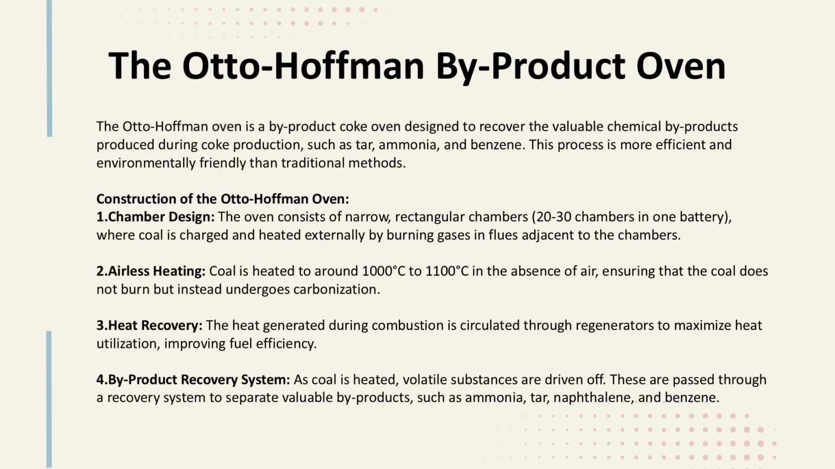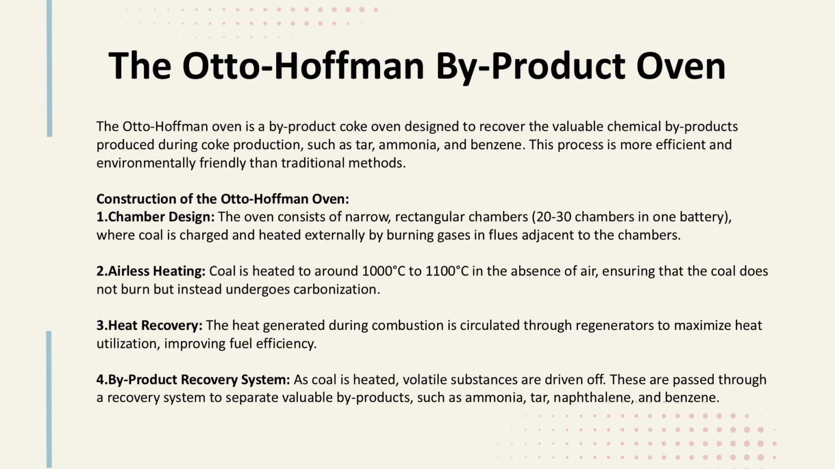The Otto Hoffmann oven is a byproduct coke oven designed to recover the valuable chemical byproducts produced during coke production, such as tar, ammonia, and benzene. This process is more efficient and environmentally friendly than traditional methods. Construction of the Otto Hoffmann oven includes chamber design. The oven consists of narrow, rectangular chambers, where coal is charged and heated externally by burning gases in flues adjacent to the chambers. Airless heating.